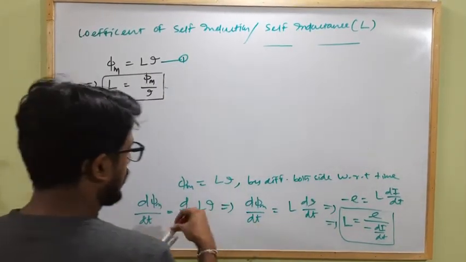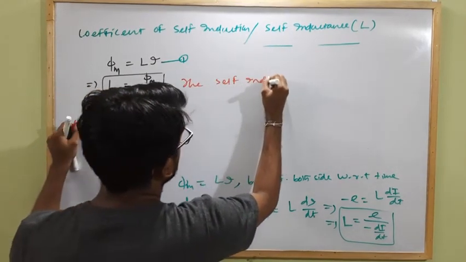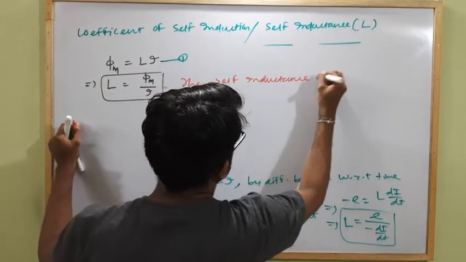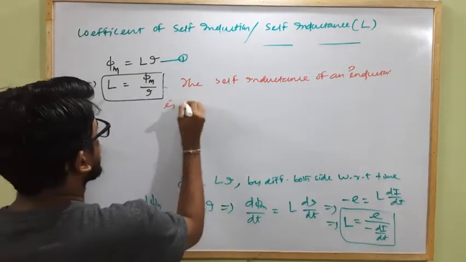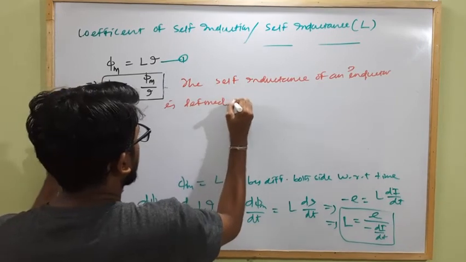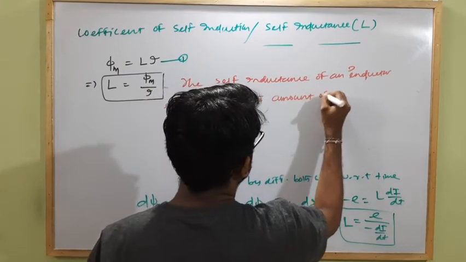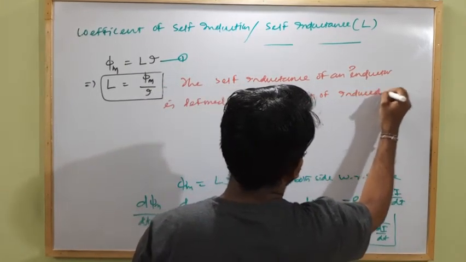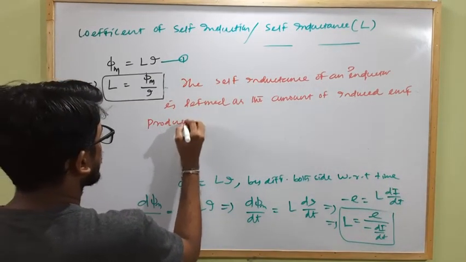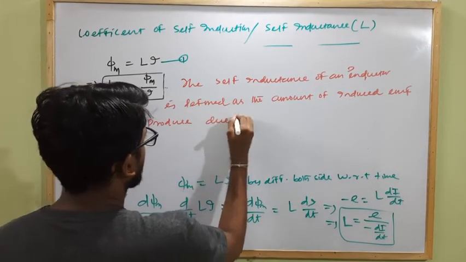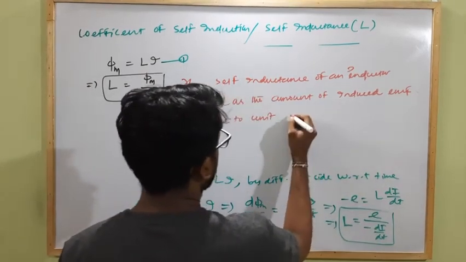from this relation, the self-inductance of an inductor is defined as the amount of induced EMF produced due to unit rate of decrease in current.